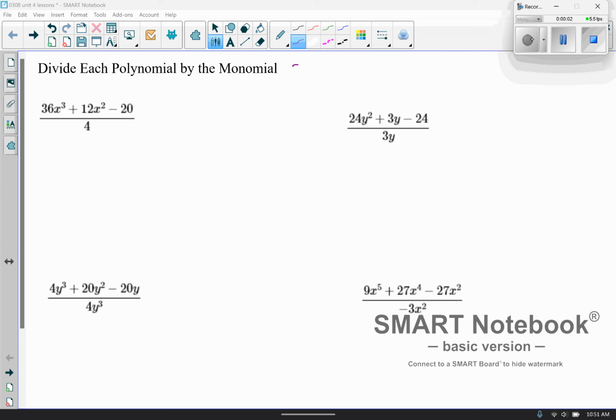Okay, we're going to look at dividing a polynomial by a monomial. So right here we have 36x cubed plus 12x squared minus 20 being divided by 4. And so what we're going to do is divide each of the individual terms in the numerator by 4. So let's do that.